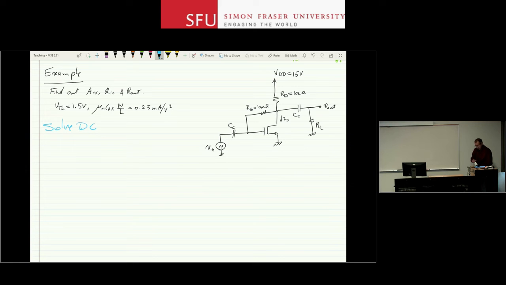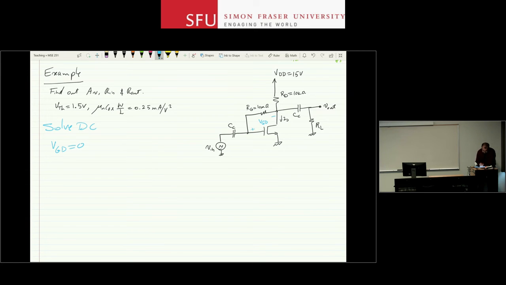I need to assume an operating region. Fairly easy here. I can see that the drain and the gate are connected, so VGD is 0. How do I know that? Well, convince yourself that VGD, the voltage drop from here to here, is 0. Hint, the gate current is 0.